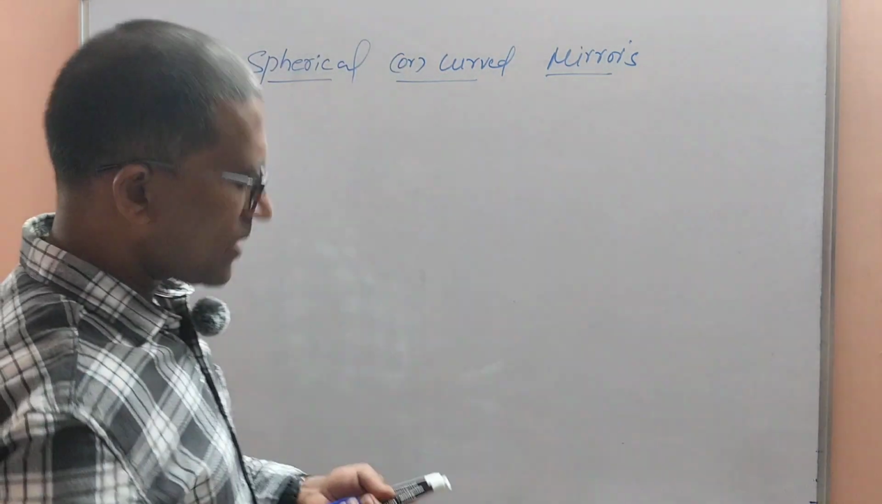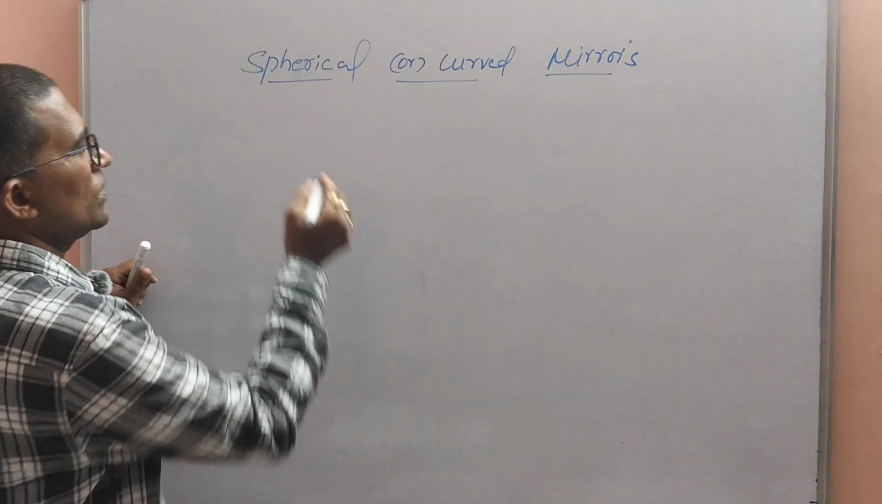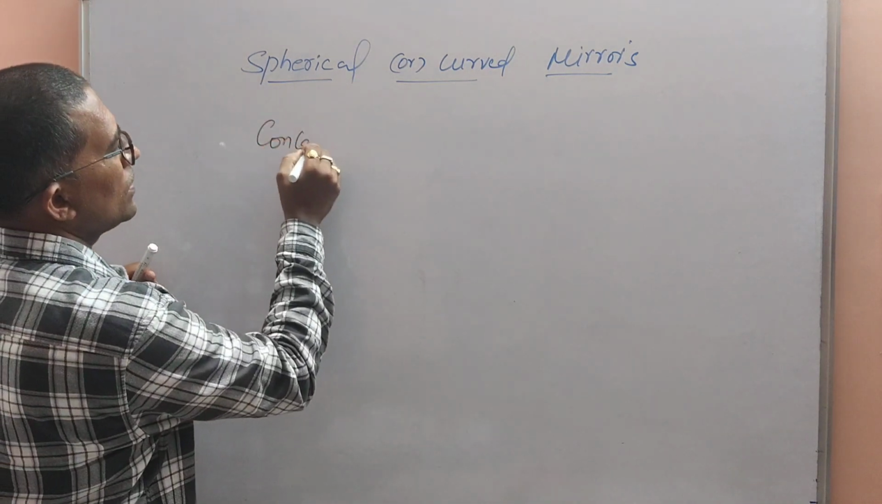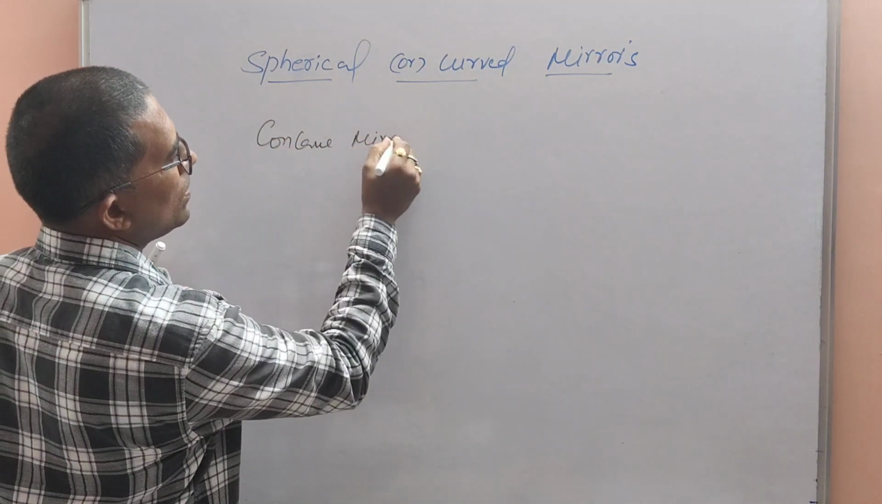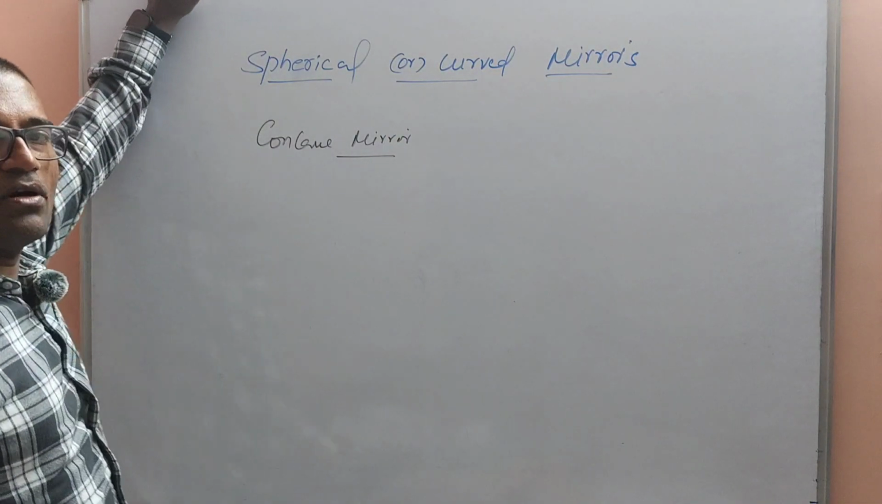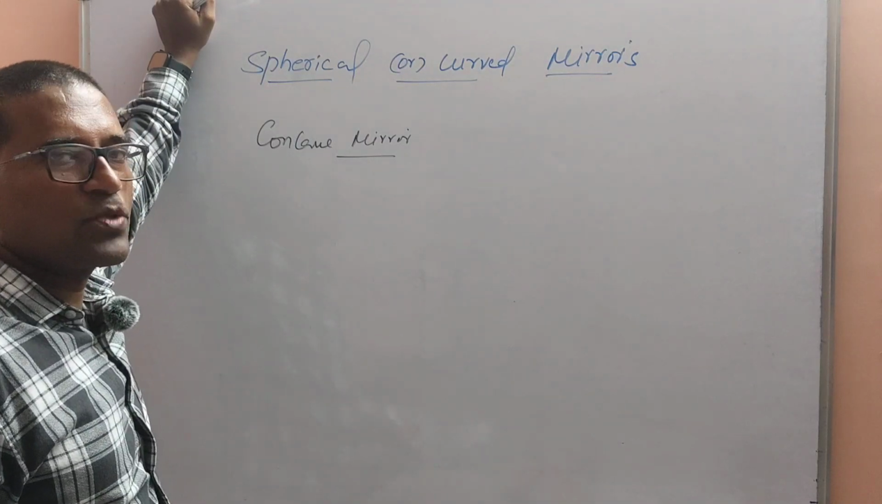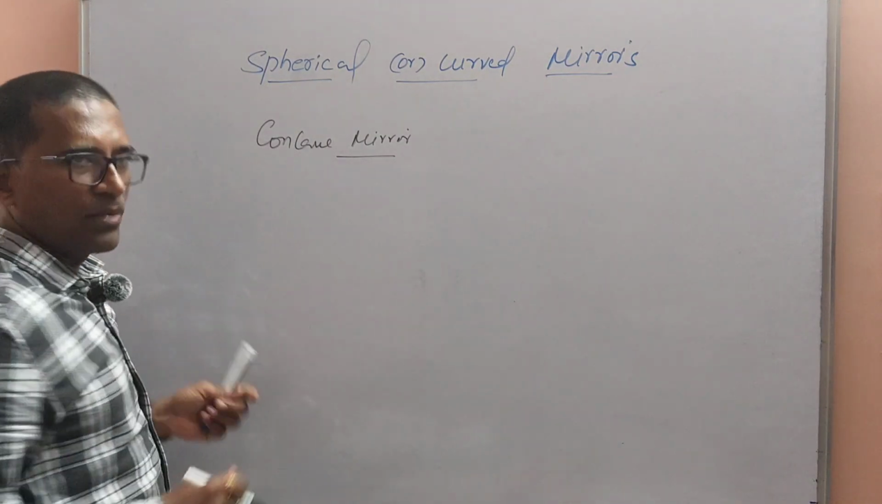Now these curved mirrors or spherical mirrors are basically classified into two types. One is called a concave mirror. Next is called a convex mirror. Later we'll be discussing the convex mirror. Initially, what is a concave mirror?